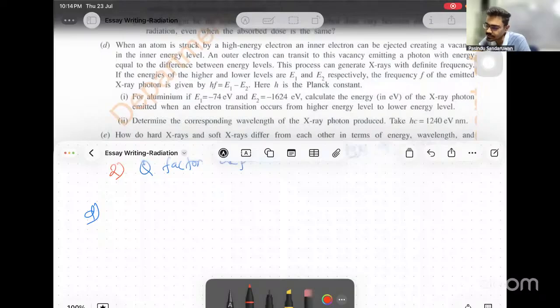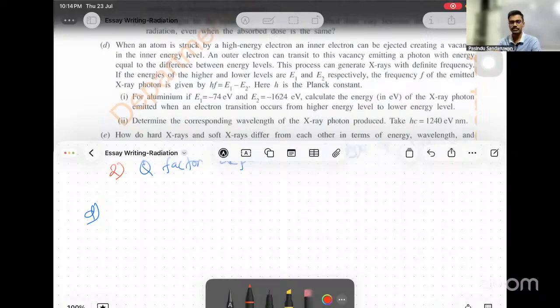D. When an atom is struck by a high energy electron, an inner electron can be ejected, creating a vacancy in the energy level. An outer electron can transit to the vacancy, emitting a photon with energy equal to the difference between energy levels. This process can generate X-rays with definite frequency. We call this process of ejecting an electron the linear spectrum of X-rays.